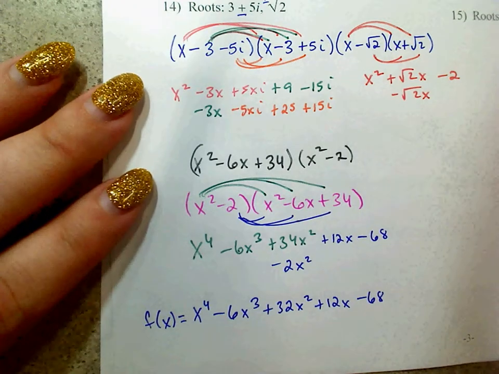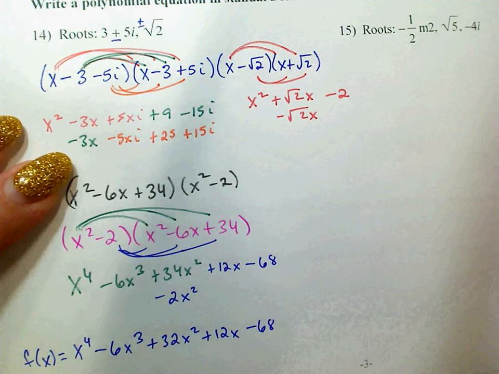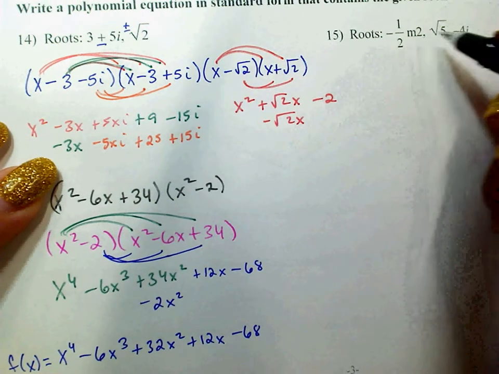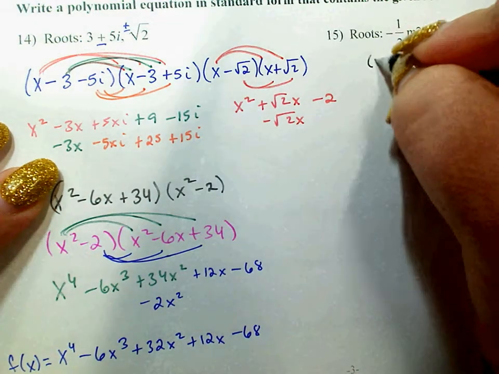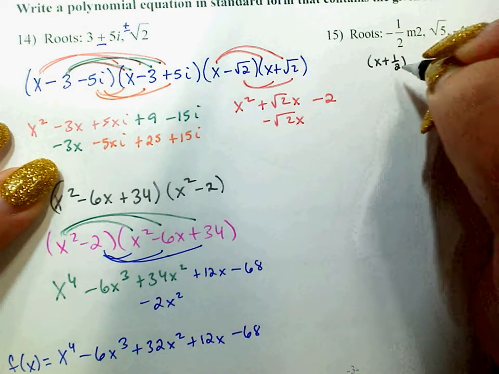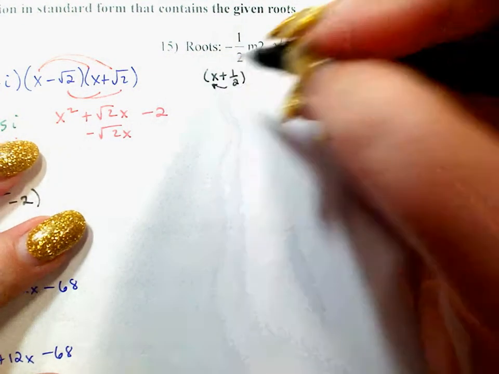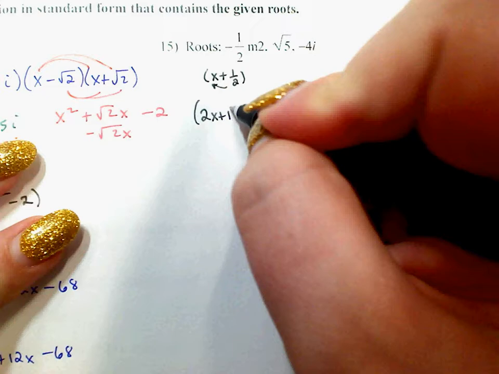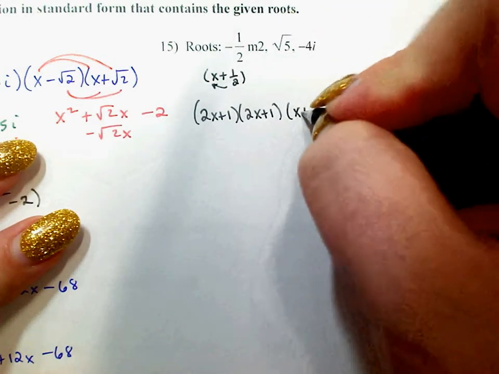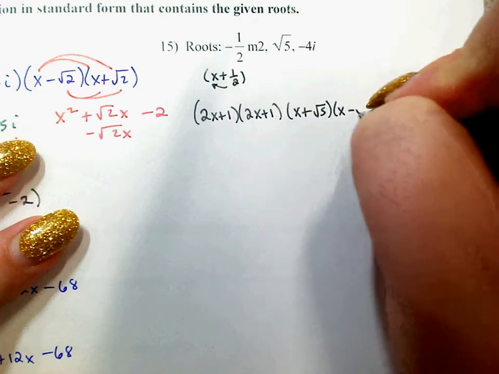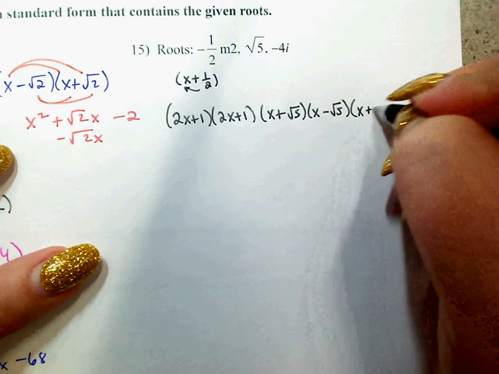All right, number 15. You've got 1, 2, 3, 4, 5, 6 roots. So I've got negative 1/2, which you could put x plus 1/2, but that wouldn't be a polynomial form. So you need to clear the bottoms. So that's 2x plus 1 times 2x plus 1. The square root of 5, we've got x plus the square root of 5, and we've got x minus the square root of 5. They come in conjugate pairs. And then the 4i, we've got x plus 4i, and we've got x minus 4i.